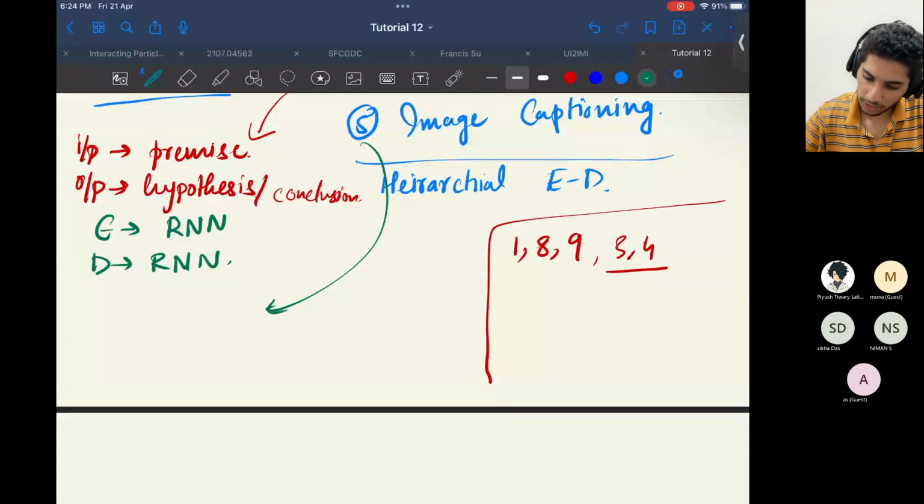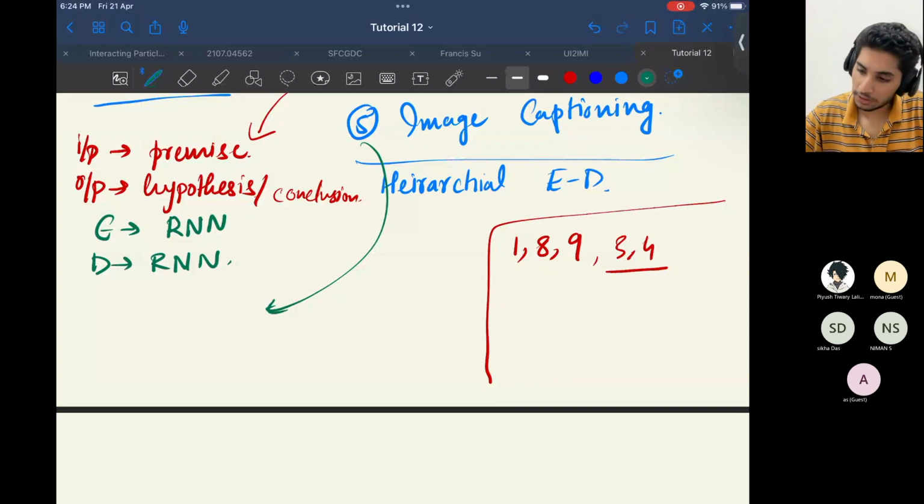So what is the input there? Here the input is going to be an image, and your output is going to be a sentence. The output is a caption. A caption is nothing but a sentence. End of the day, it is an English sentence.